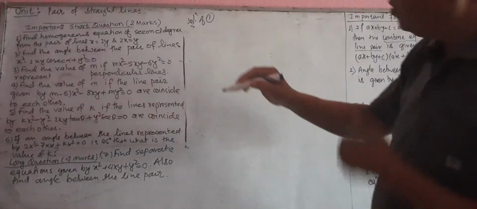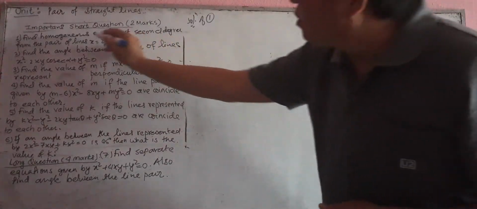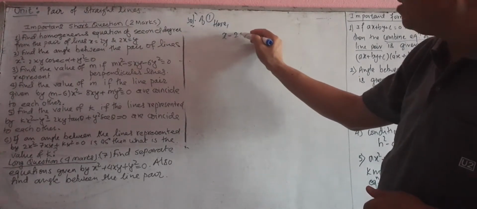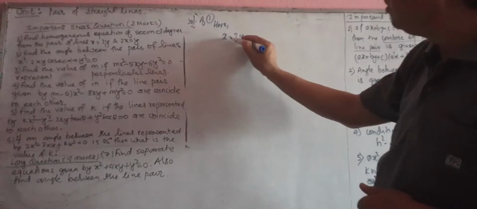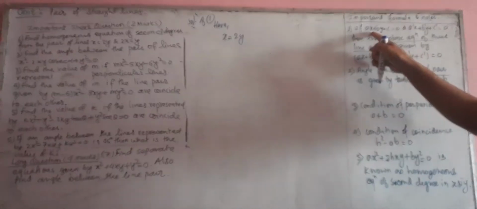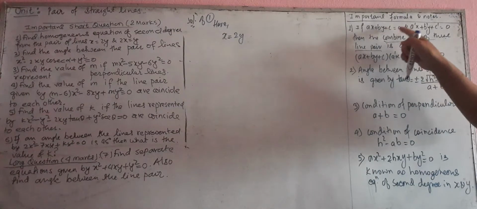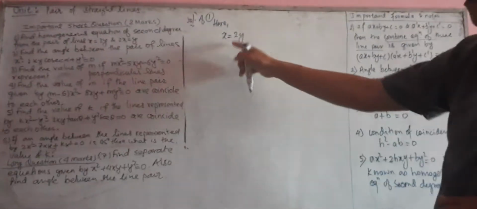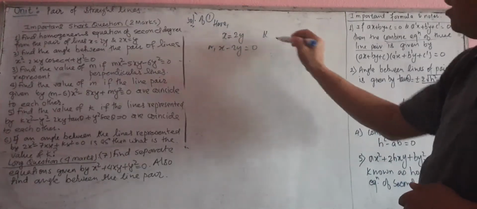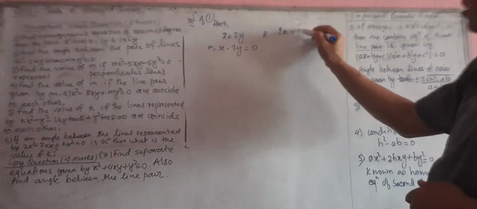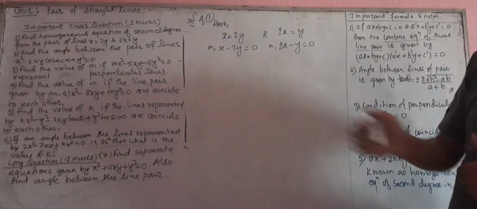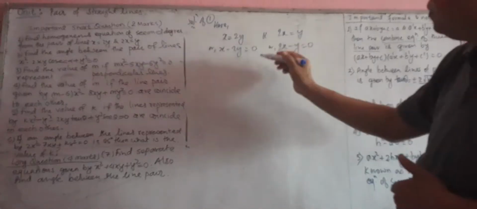Solution of 1. So we have been given two equations here: x equal to 2y. Look here. The equation should be in the form ax plus by plus c equal to 0. It is not in that form, so we write x minus 2y equal to 0. And another equation is 2x equal to y, that is, 2x minus y equal to 0. So there are two equations.